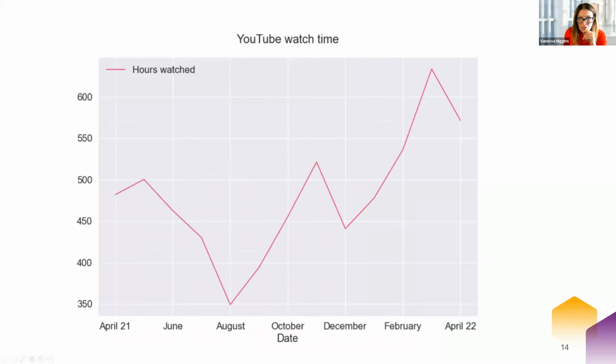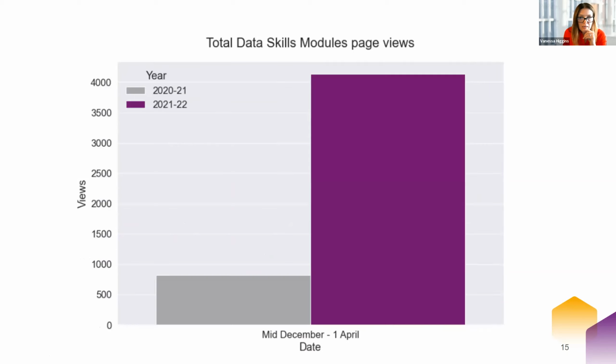Again, that's our YouTube watch time. So you can see that the campaign was here in October and it's peaked, obviously, with a drop off at Christmas there. It peaked up in February, March, when our campaign was in its full throes. Again, our data skills modules, page views. So these are our online modules. You can see that compared to the December to April period, which was our campaign, compared with the previous year, there's a huge leap there as well, from 750 up to over 4,000 page views of just those specific resources.